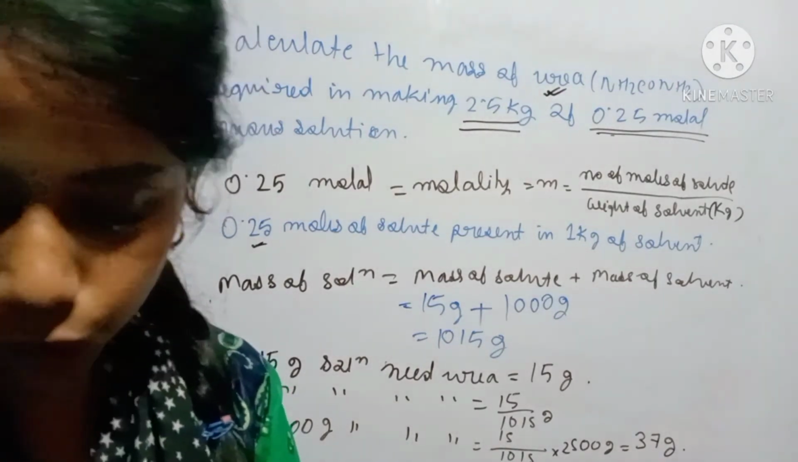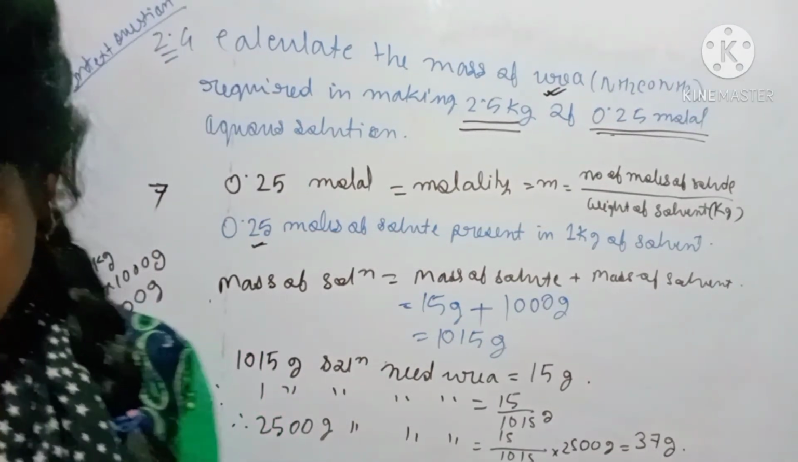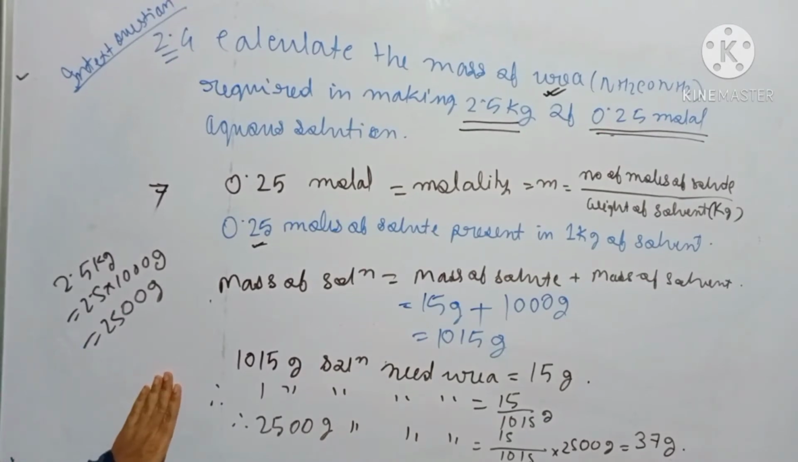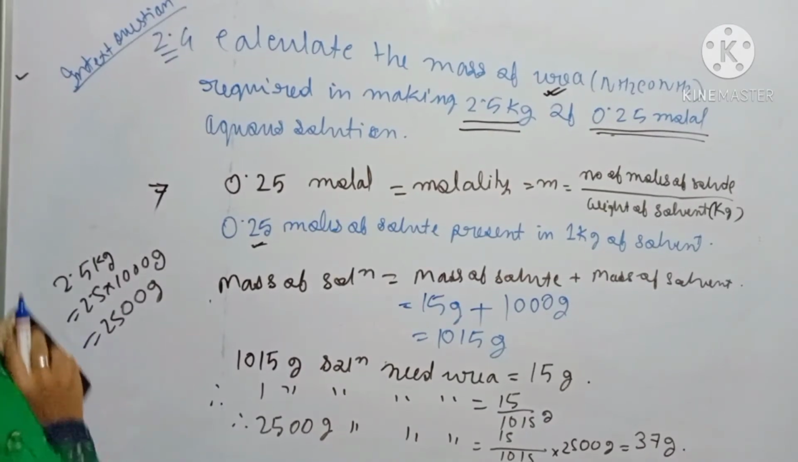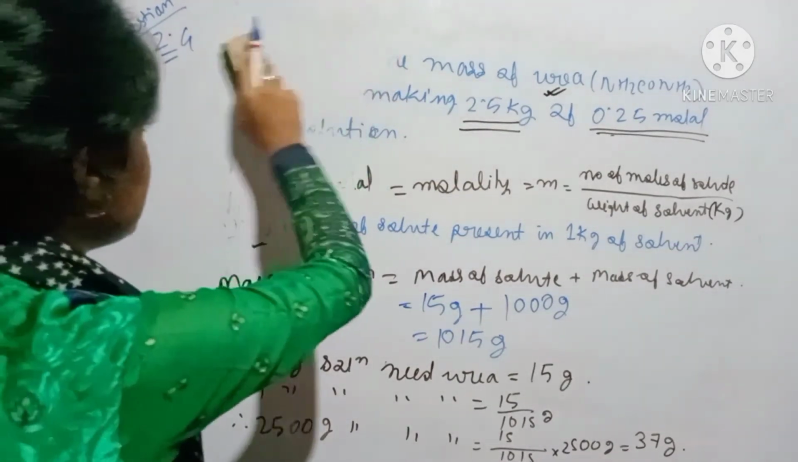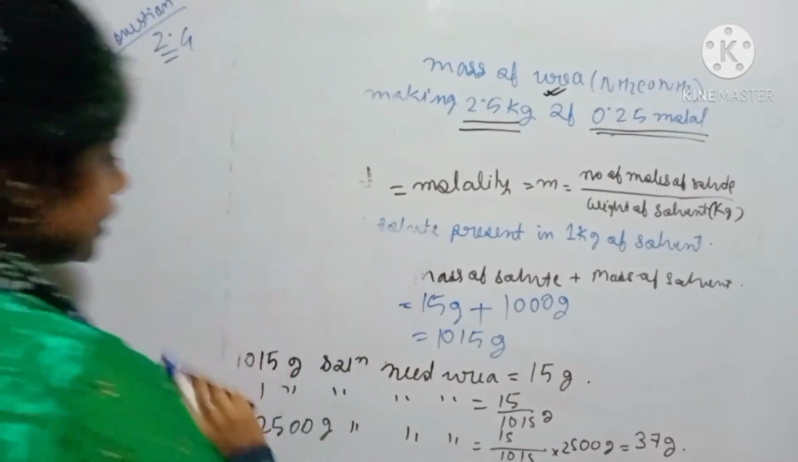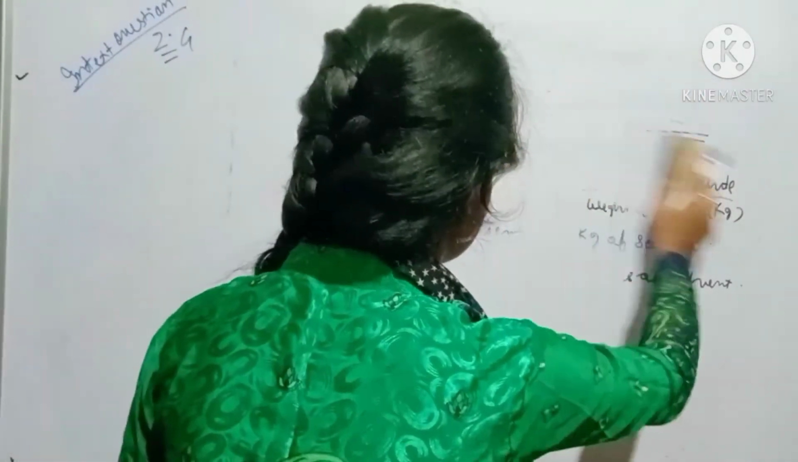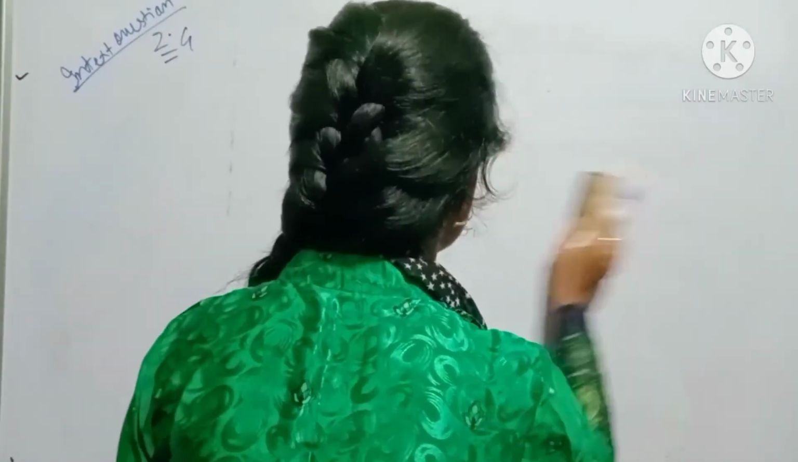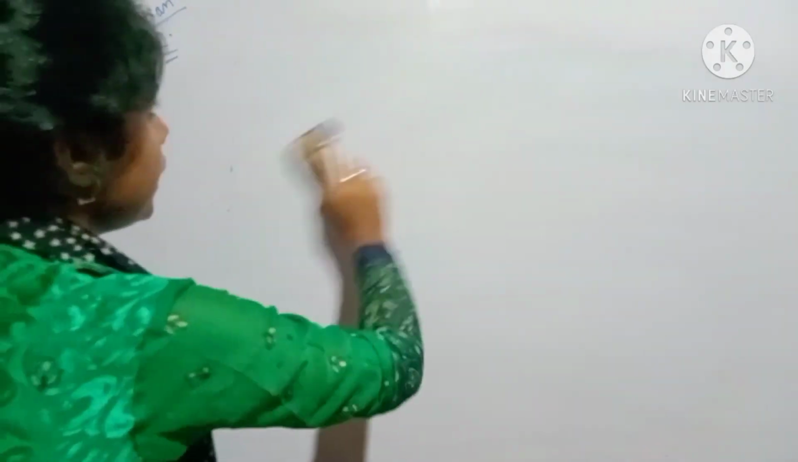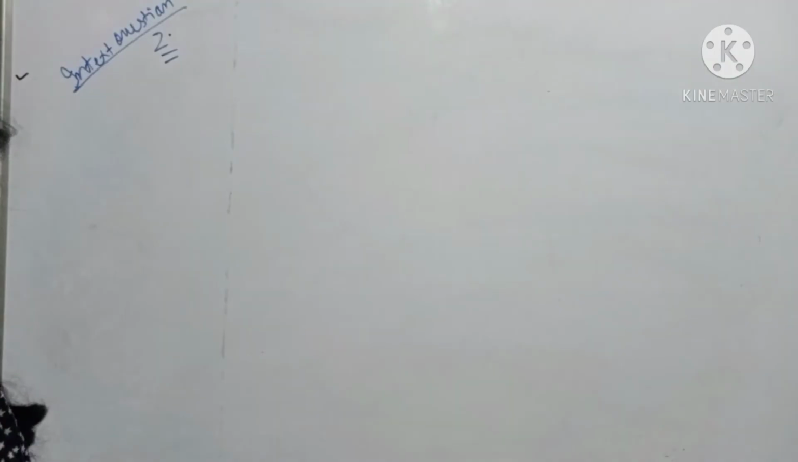Now I am going to question number 2.5, which is the last question, and it's quite tricky, but if you practice a lot, then you can do it very easily. Now it's time for the last question, and then today's class is over.